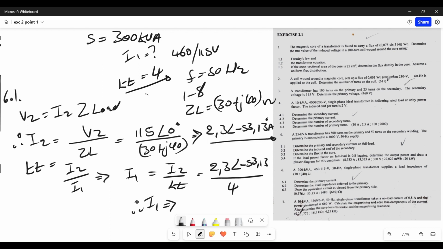0.575 angle minus 53.13 degrees amperes. So this is the current of I1. This is 6.1, so we answered 6.1. This is the current for I1. Okay, it's the primary current.